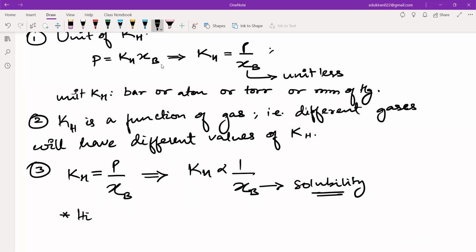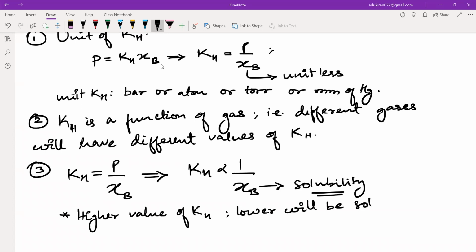It means the higher the value of KH, the lower will be the solubility. Solubility of what? Solubility of gas. Is the third point clear with everyone? Yes or no? Please tell me.